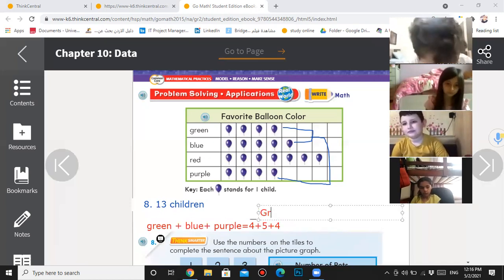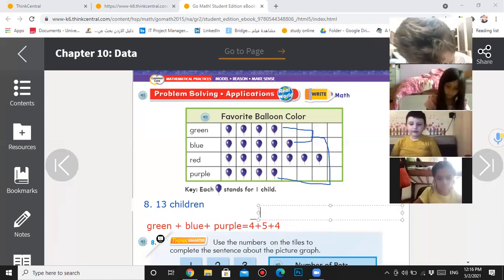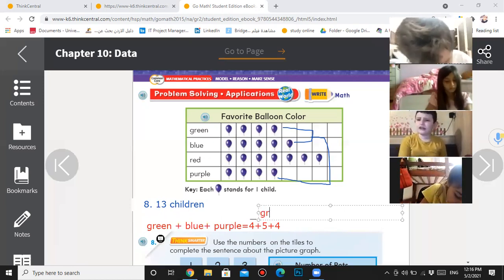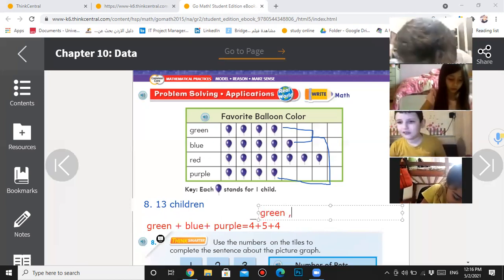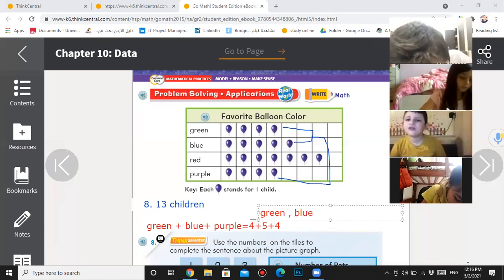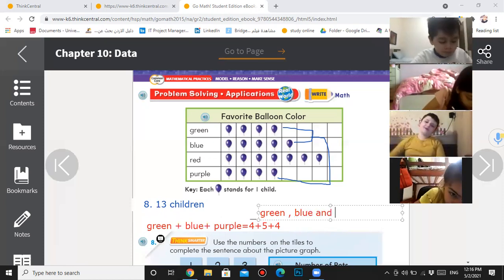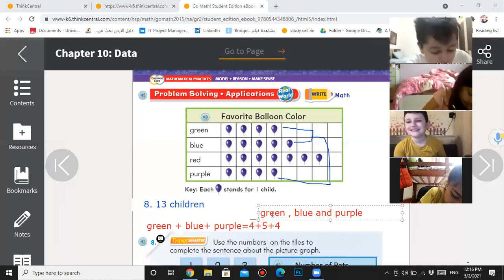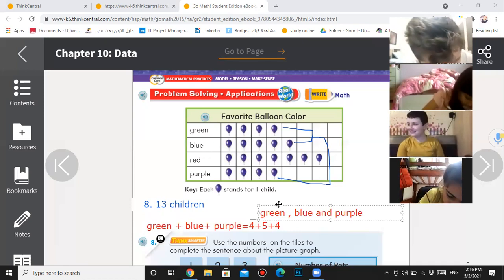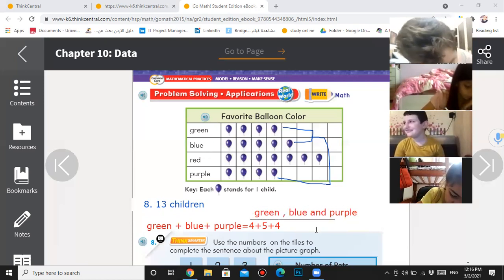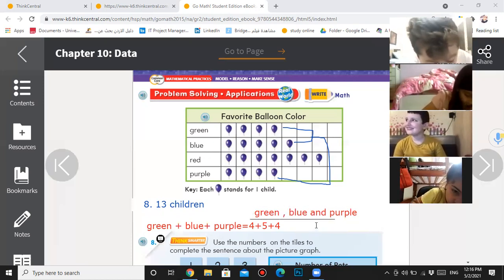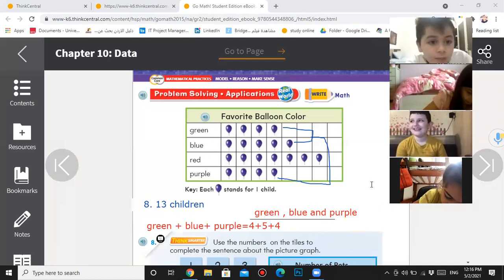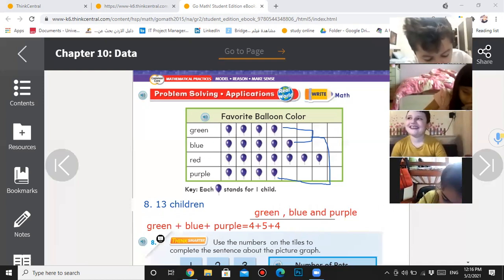Guys, we can write green, blue, and purple: the three colors that, if we add them together, will give me 13. This is how we should guess. You should try and guess, like, try out more than one. I know it from the first because 4 plus 4 equals 8 and 5 equals 13. Okay, it is right.